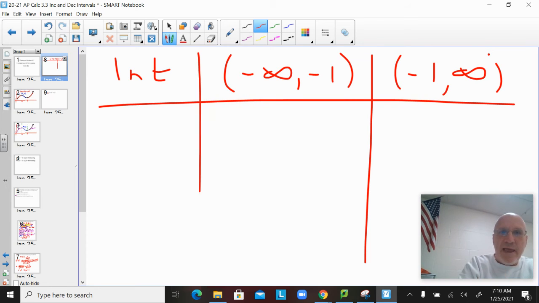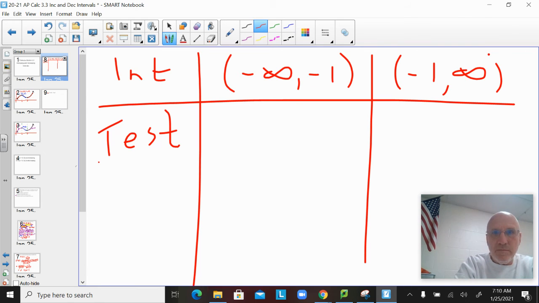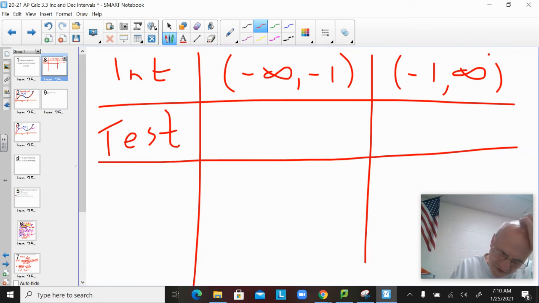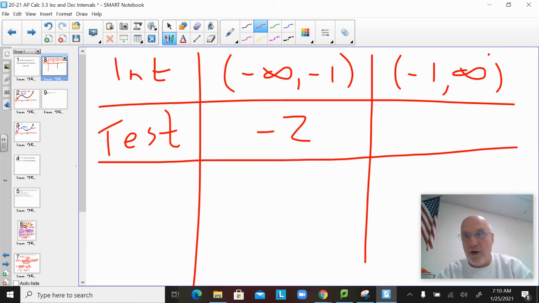I now need to pick a test value. Like, let's pick a number in each interval. Well, from negative infinity to negative 1, I would argue negative 2 might probably be the easiest. From negative 1 to infinity, since 0 isn't a boundary, I think for sure 0 is going to be an easy number to evaluate. So I picked a value in each interval.